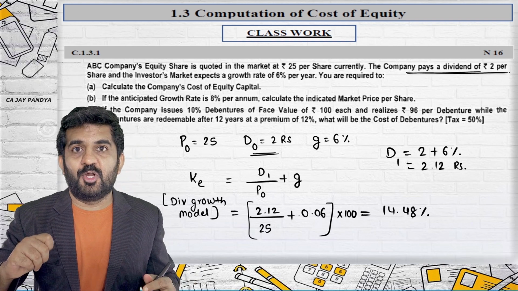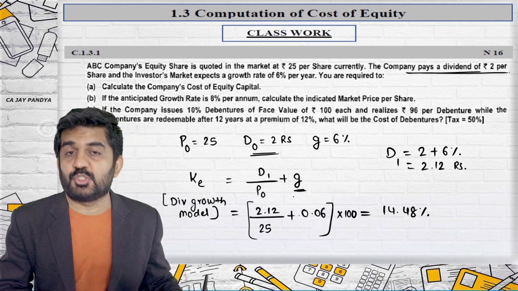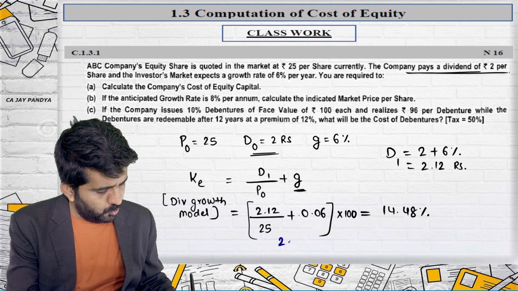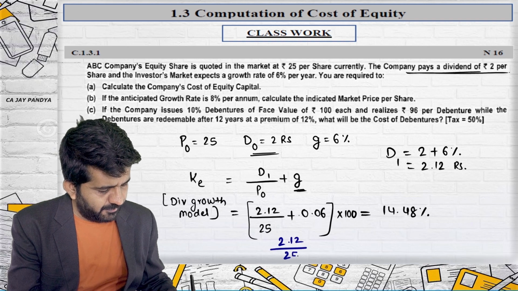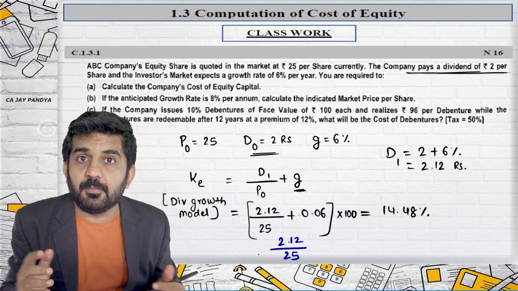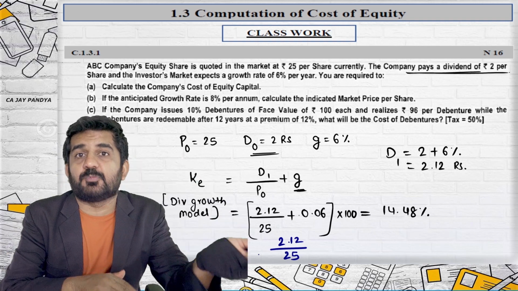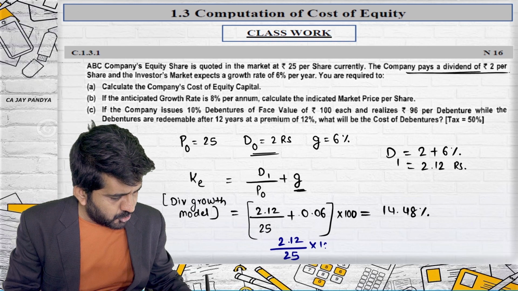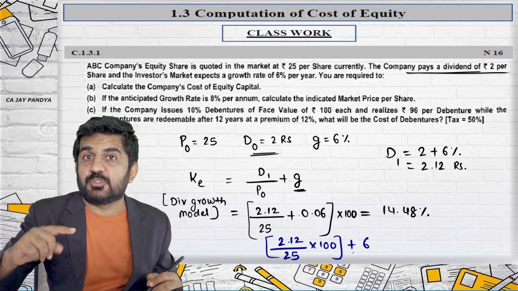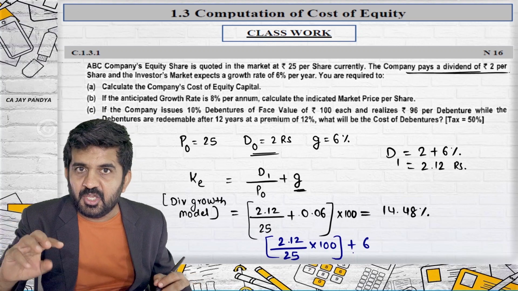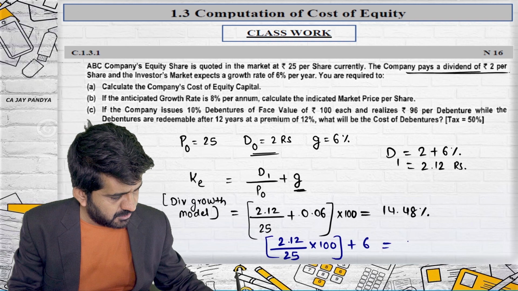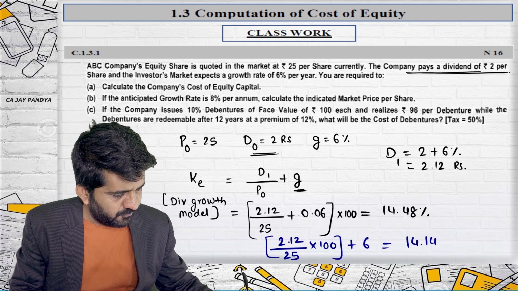No sir, I want to add 6. G is 6, so I want to add 6. You can add it, but try to concentrate. 2.12 divided by 25, but this answer you want in percentage. Because you want to add something which is percentage, this answer should be in percentage. Then you can add 6 because 6 is a percentage. If you want to convert it into real terms, you need to write down 0.06. This answer should be 14.48.